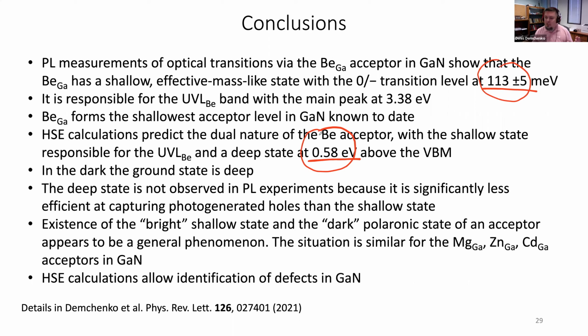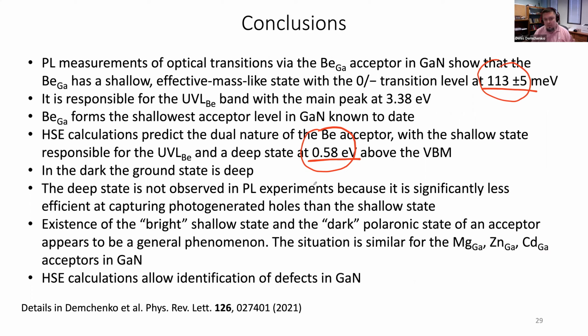But what's interesting is that this bistability, these two states of acceptor, magnesium does the same thing, zinc does the same thing. These dual things are found in oxides. They seem to be very common. And it seems like, at least in gallium nitride, I haven't looked at it in oxides, this is typical, that the polaronic state is dark and the shallow state is bright, because the shallow big wave function captures the hole much better than a small, very distorted polaronic state. That's what makes it dark.